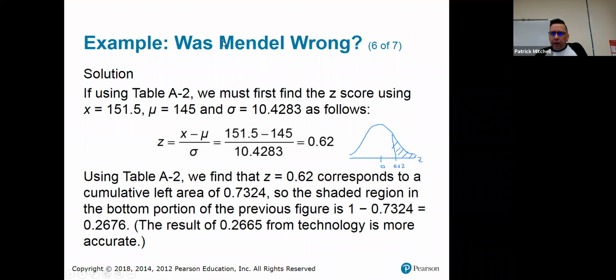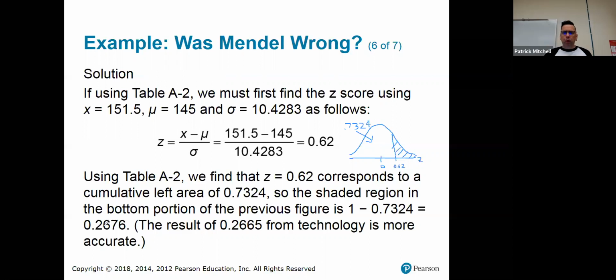Okay. So this probability here, or this area here, is 0.7324. Which means the area to the right is 1 minus 0.7324, and that's how they get 0.2676. That is the approximate probability of getting 152 or more yellow peas.